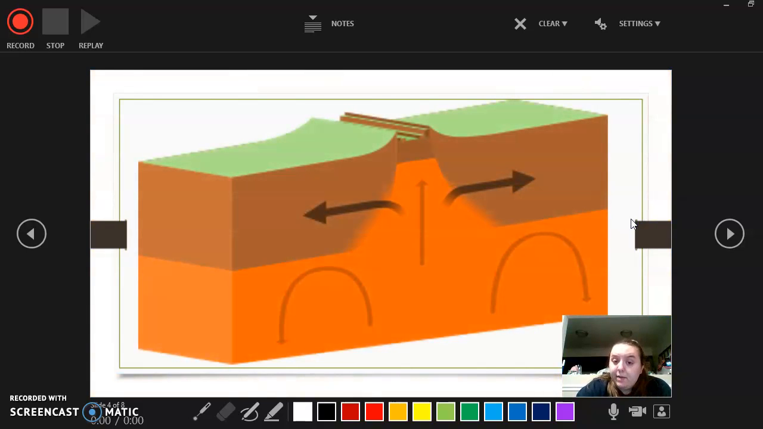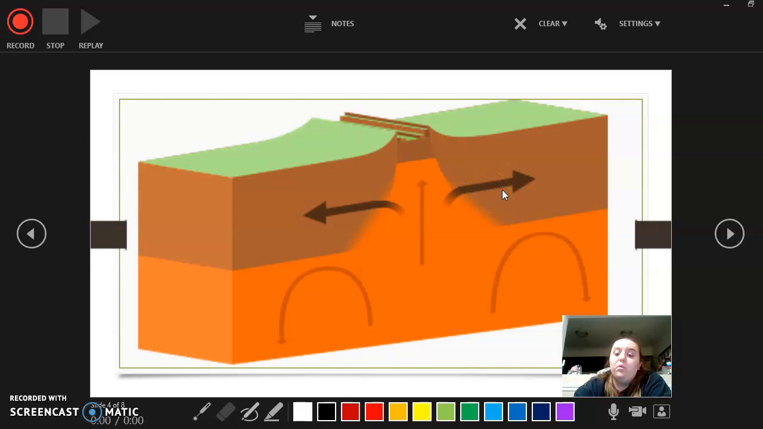This is a diagram of divergent plate boundaries. And as you can see, the two arrows on the bottom are the circulation of hot mantle rock. And this arrow right here is the hot mantle rock moving upwards towards the zone of partial melting, which is right here. And then these two arrows right here show the movement of the divergent plate boundaries.